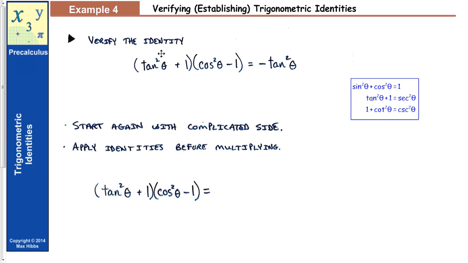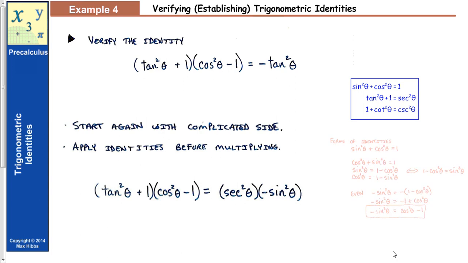But what I want to try is I'm noticing tangent squared theta plus 1, and that's one of my important identities, so I can simply replace tangent squared theta plus 1 with a secant squared theta. Oh, but notice I've also replaced cosine squared theta minus 1. Now here's the issue. Cosine squared theta minus 1 is, oh, I don't have that. See, if I take sine squared theta plus cosine squared theta, I subtract cosine squared theta on both sides, then I have sine squared theta is 1 minus cosine squared theta, just the opposite.